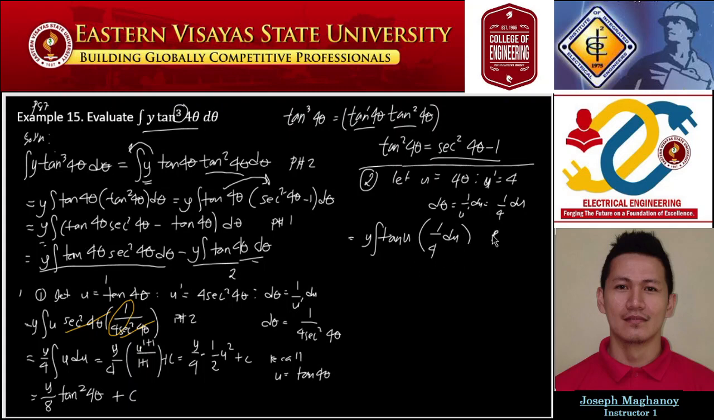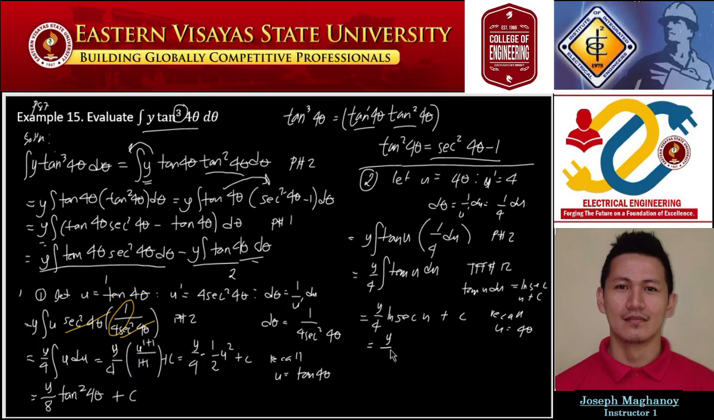So we apply property number 2, we carry out real number constant, which is 1/4. So 1/4 times your y, that is y over 4 integral of tangent u du. So our equation now is ready for integration. So we're going to use trigonometric function formula number 12, which is integral of tangent u du is equal to ln secant u plus c. So we use this formula: y over 4 ln of secant u plus c. So we recall the value of our u, which is equal to 4 theta. So your answer is y over 4 ln secant 4 theta plus c.